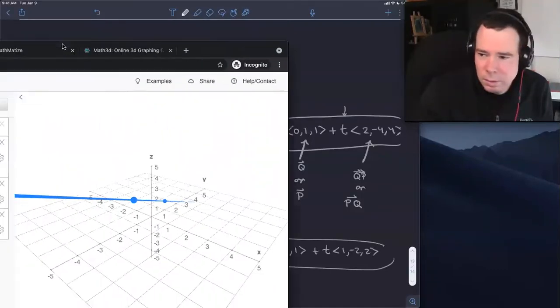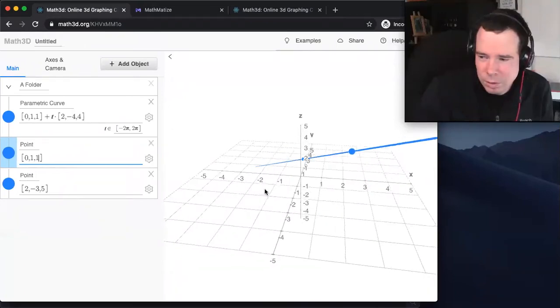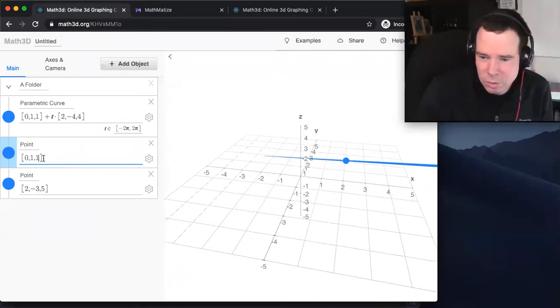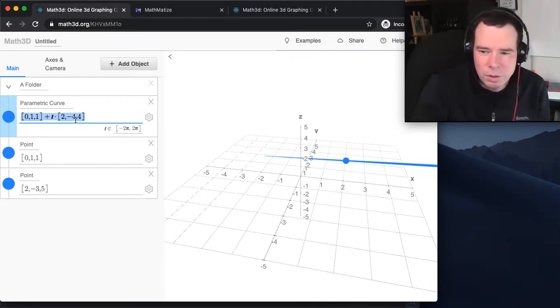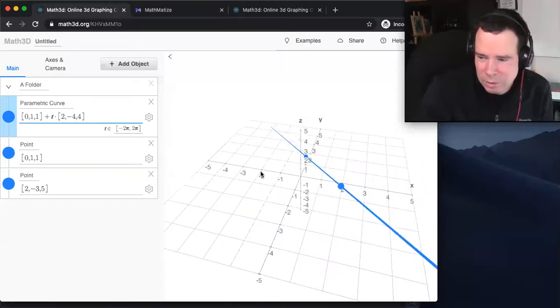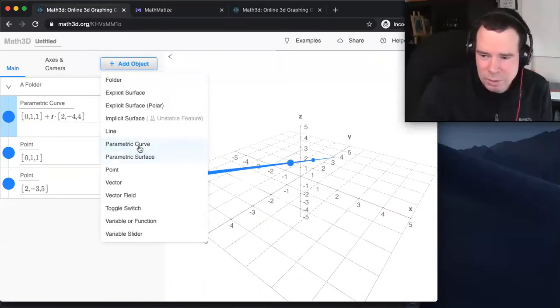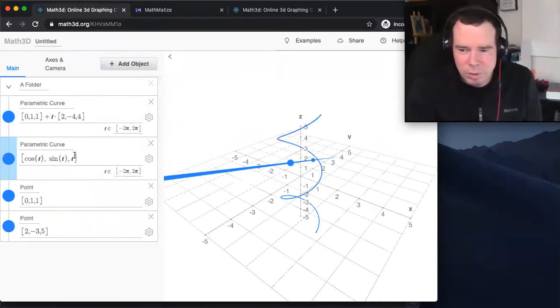And I can just show you here that in math3d.org we can drop the 2 points down. And now that we know how to construct parametric equations or vector equations of the line, we can construct that and see that it does indeed pass through the 2 points. If I wanted to test some other ones, I could plot another parameterized curve.